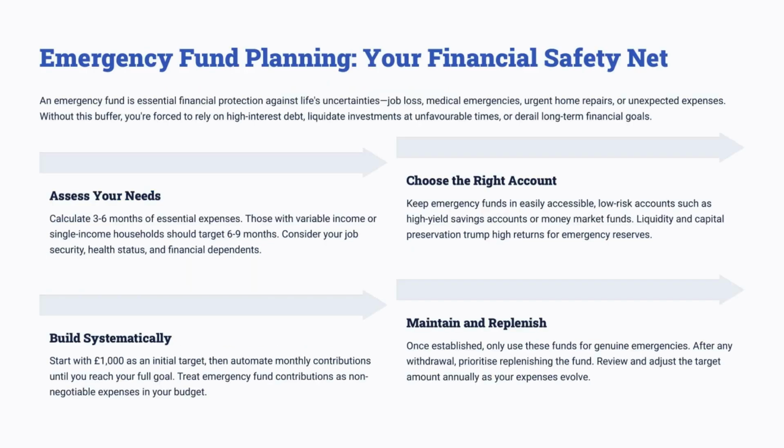An emergency fund is crucial for financial stability, protecting against job loss, medical emergencies, or unexpected expenses. Calculate 3 to 6 months of essential expenses, more if income is variable. Use accessible low-risk accounts like high-yield savings. Start with $1,000, automate contributions, and replenish after use. Regularly review and adjust your target amount.